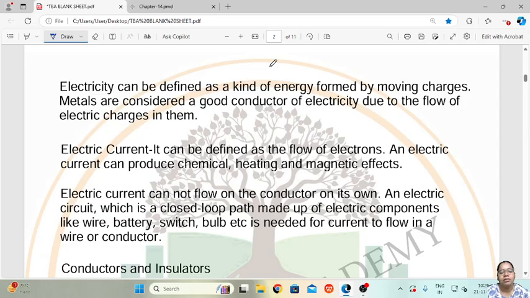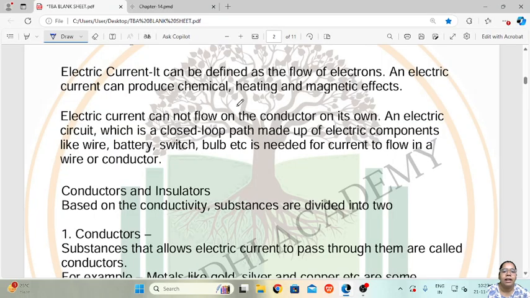So how can electricity be defined? It can be defined as a form of energy which is caused by moving charges. There are electrons inside the conductor which move, and which helps in the production of electricity. So how do these electrons flow? They flow in the form of electric current. It can be defined as the flow of electrons, and electric current can produce chemical, heating and magnetic effect.